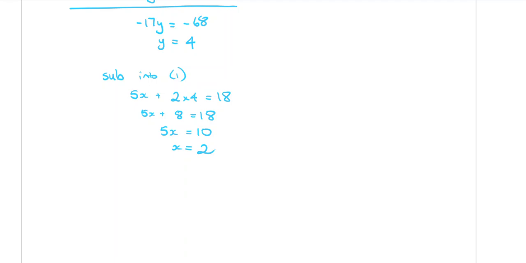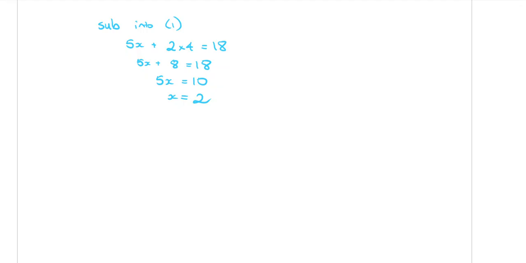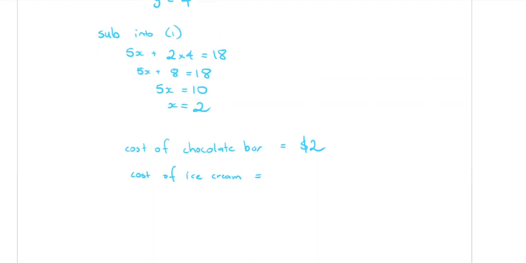Now, x and y were letters that I introduced to this question. So for a word question, you need to write your answer in words. So x represented the cost of a chocolate bar. So we're going to say cost of chocolate bar is going to be equal to $2. Whereas the cost of an ice cream is equal to, what do we find out? $4.